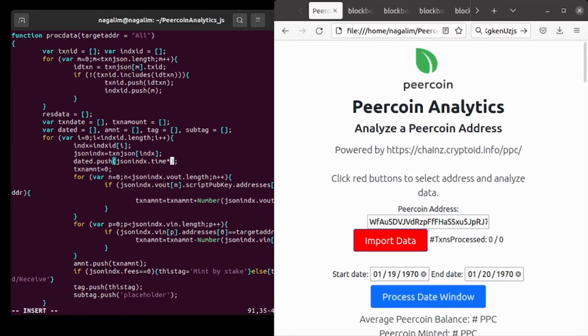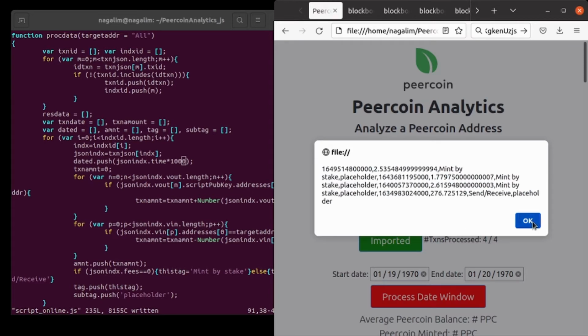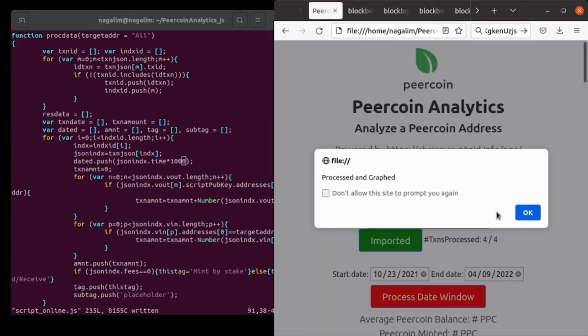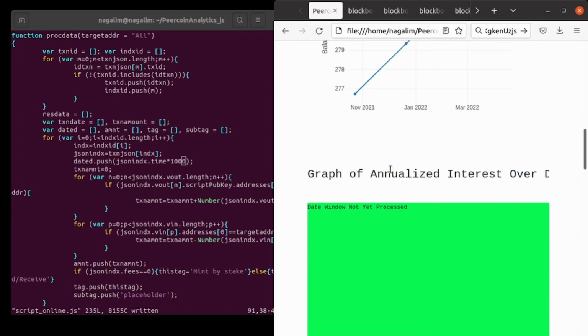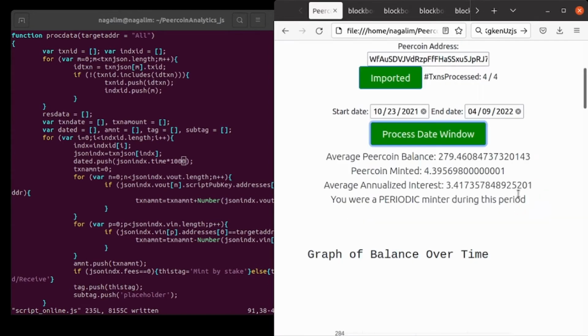Well, all we're going to do is multiply this by 1,000. I think it was in seconds instead of milliseconds. So we import the data. Now it counts through the transactions. Oh, I need to remove that. It says that it's processed and graphed. Indeed, good graphing. Process the data window.